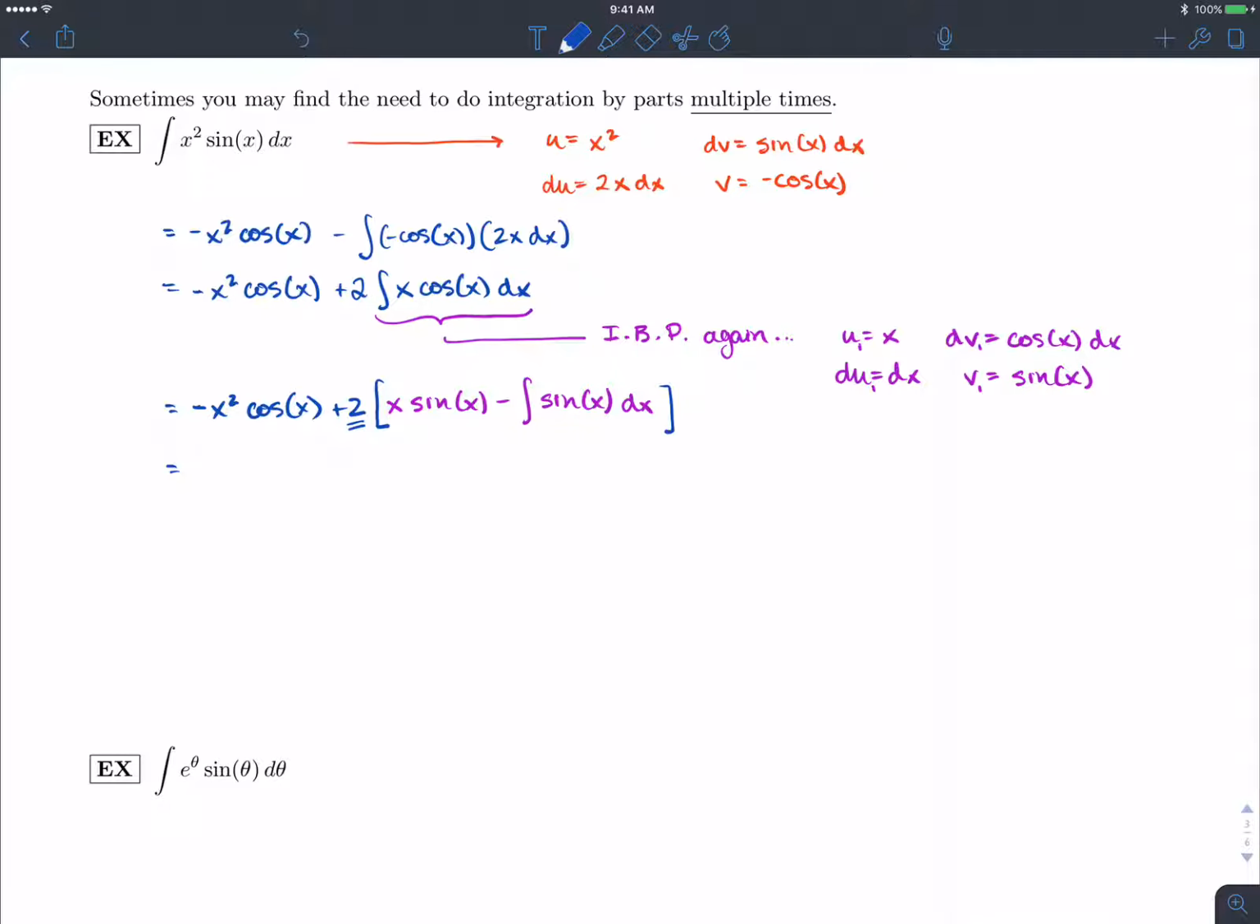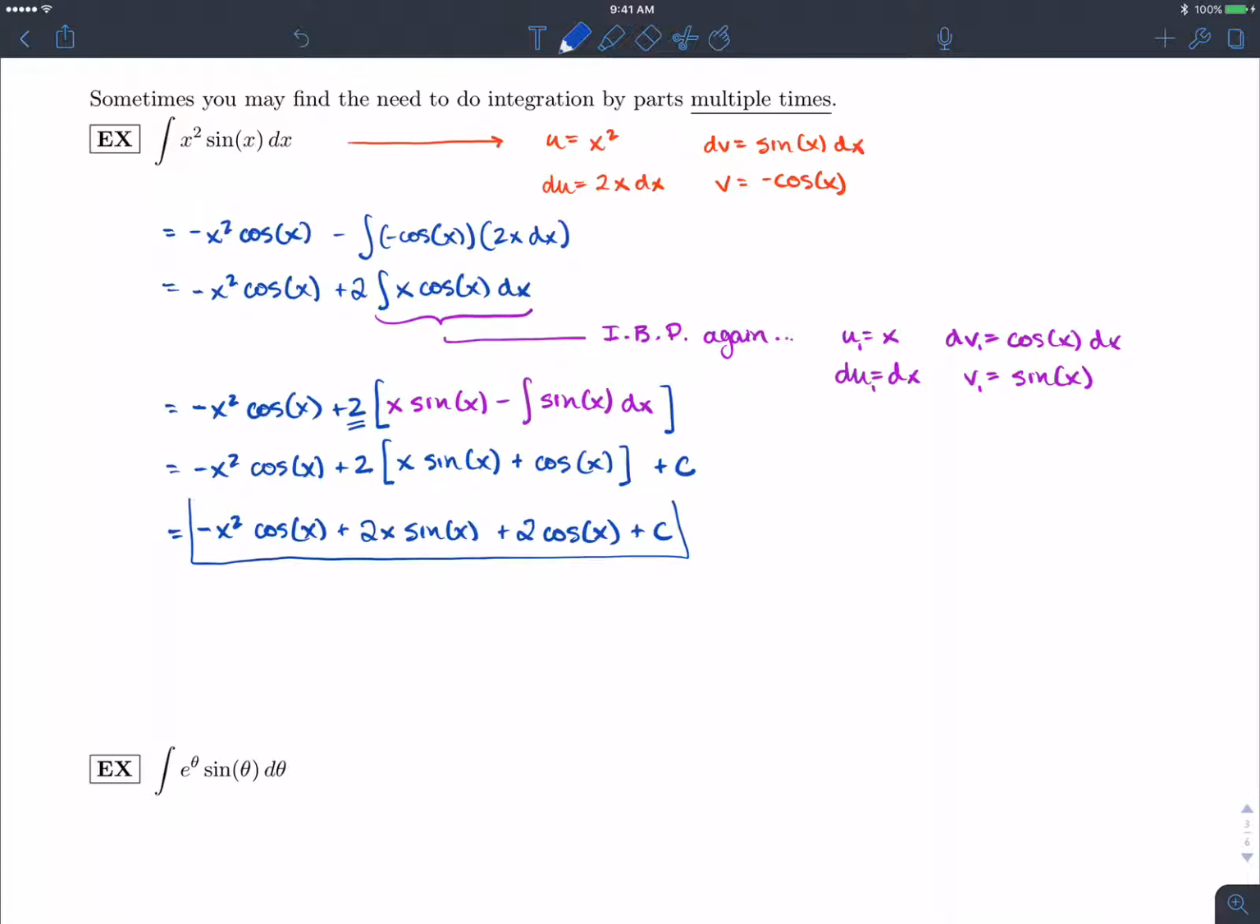All right, so let's finish up the integrating here. So we're going to have negative x squared cosine of x plus, I'm going to leave everything in the brackets for now, x sine of x. The integral of sine is negative cosine, so negative cosine would just be positive cosine of x. And then we're going to have our plus c out there. And then now we'll just distribute that 2, and we'll be done. So we'll have negative x squared cosine of x plus 2x sine of x plus 2 cosine of x plus c. So this is our final solution right here.